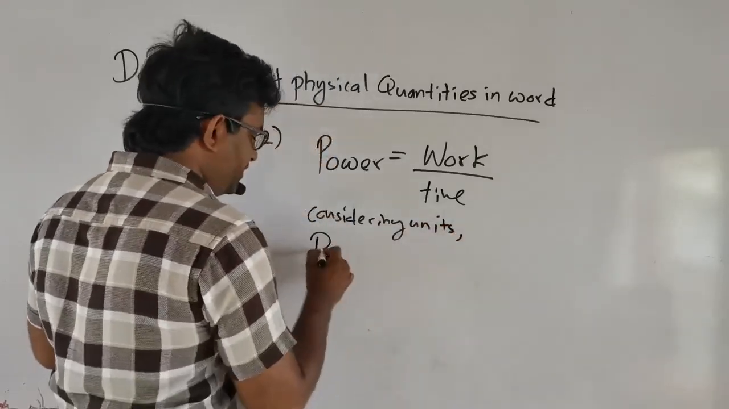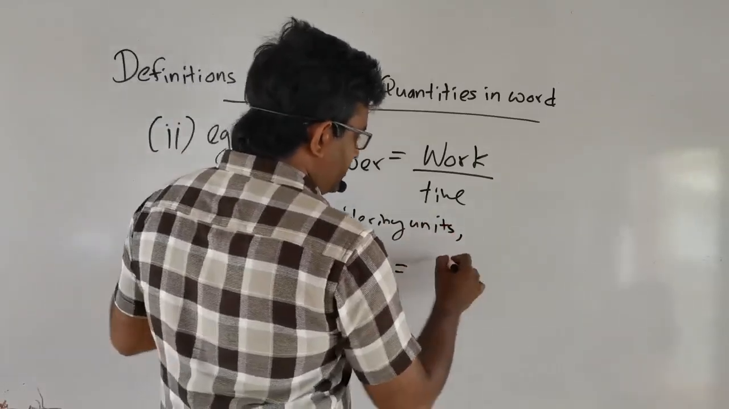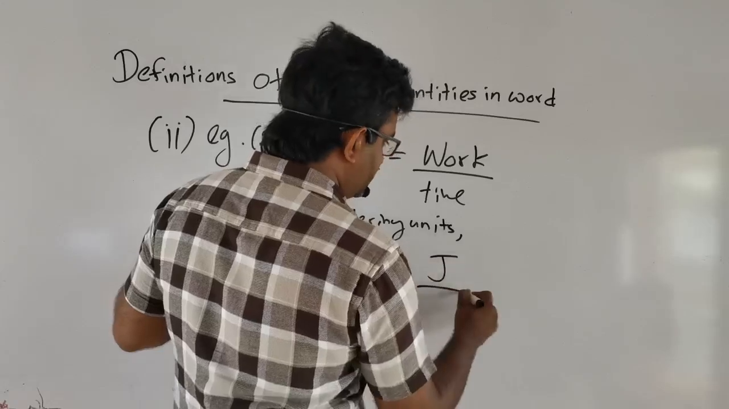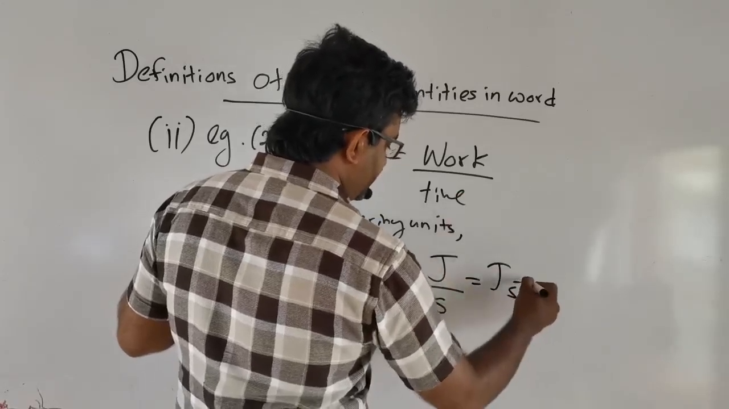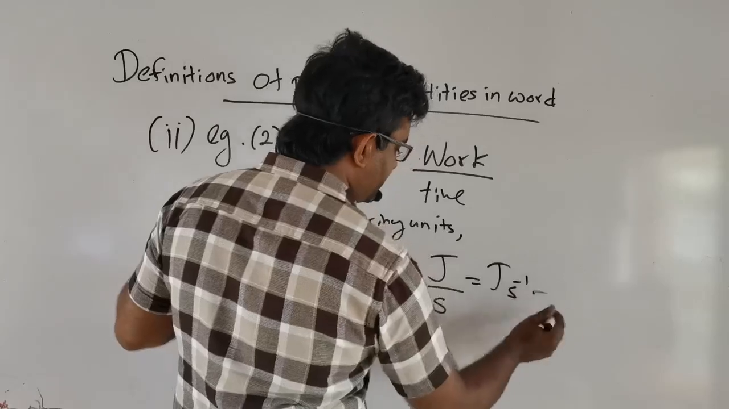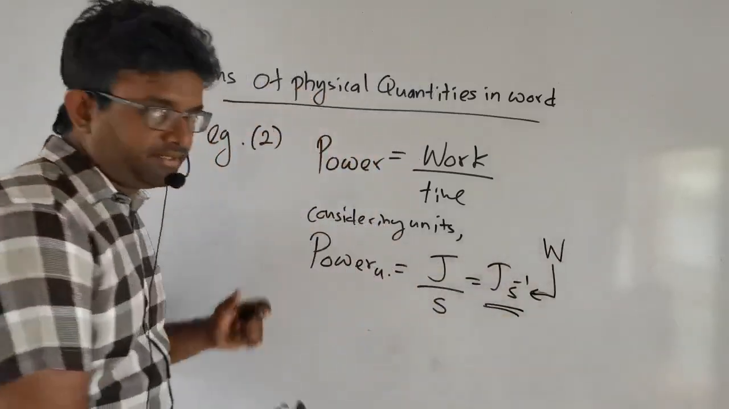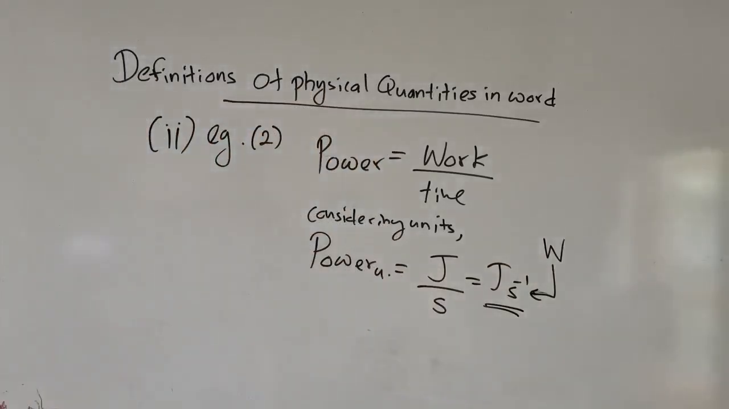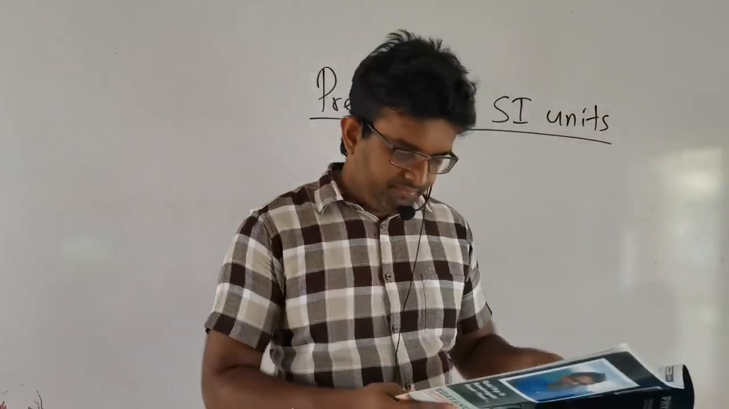We can write units of power, units of work, that is joules, and divide by seconds. We can take that to the numerator. So that is the answer, or we can write the SI unit, watts. Right. Okay, copy down. Then we can move to the next topic, page number 7.